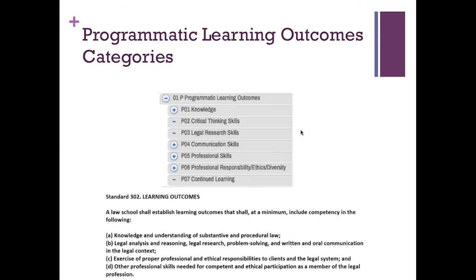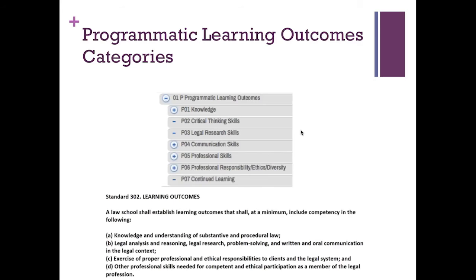If we were to look at the programmatic learning outcomes, the law school has identified 7 major areas of learning outcomes from a programmatic level: knowledge, critical thinking skills, research skills, communication skills, which is then broken up between oral skills and written skills, professional responsibility, ethics and diversity, and continued learning. And these somewhat mimic the outcomes that are now listed in Standard 302.